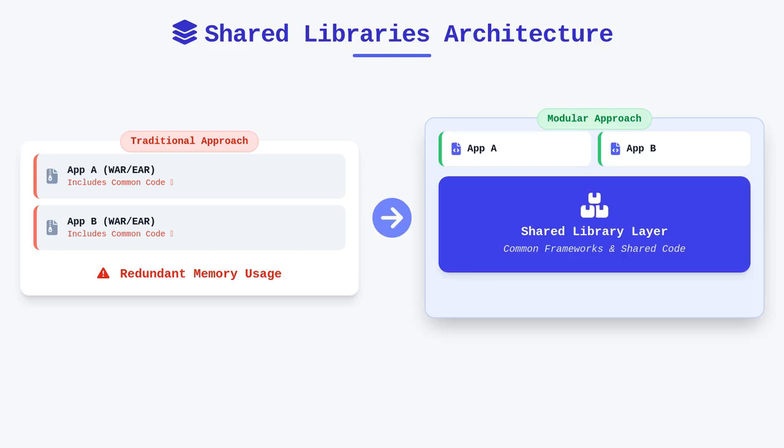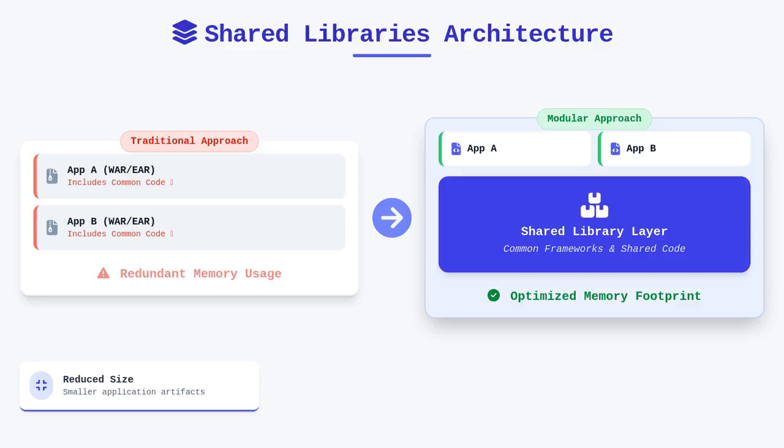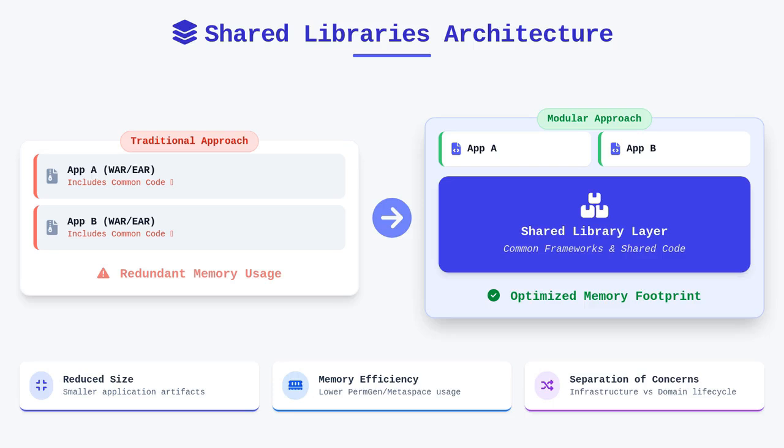This modularity is not merely a convenience, it serves as a mechanism to manage memory footprints efficiently across multiple application instances. By isolating common frameworks into these shared layers, the server container avoids loading redundant classes, which directly translates to lowered PermGen or Metaspace usage depending on your Java version. The beauty of this approach lies in the separation of concerns, where the lifecycle of the infrastructure code is managed distinctly from the lifecycle of the business domain code.